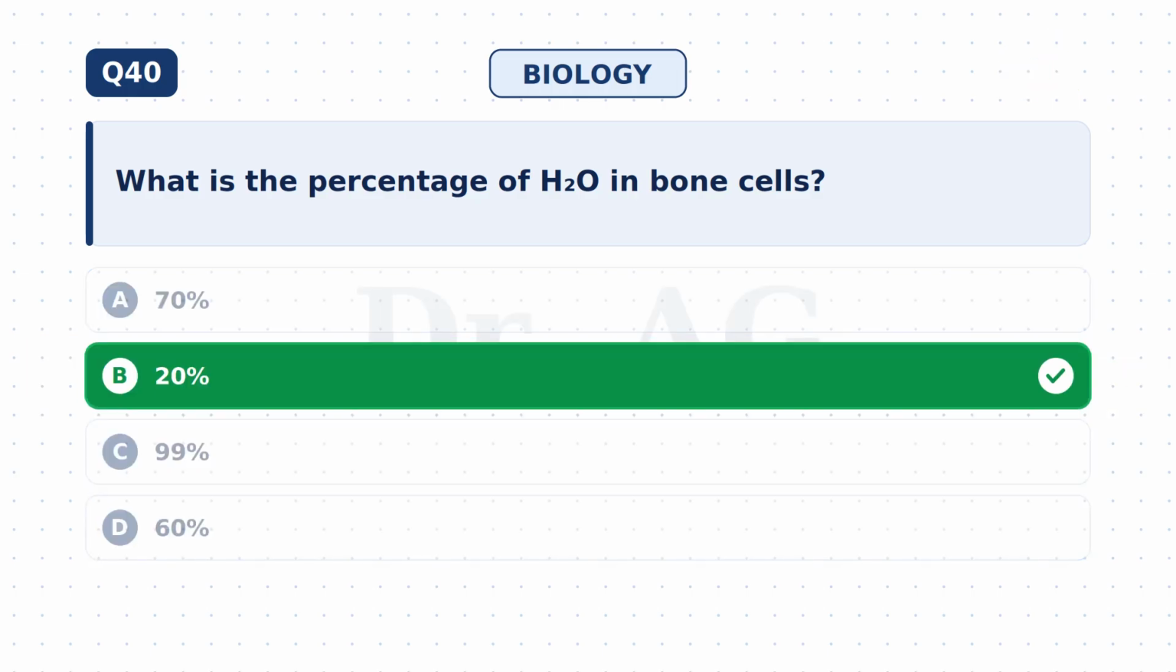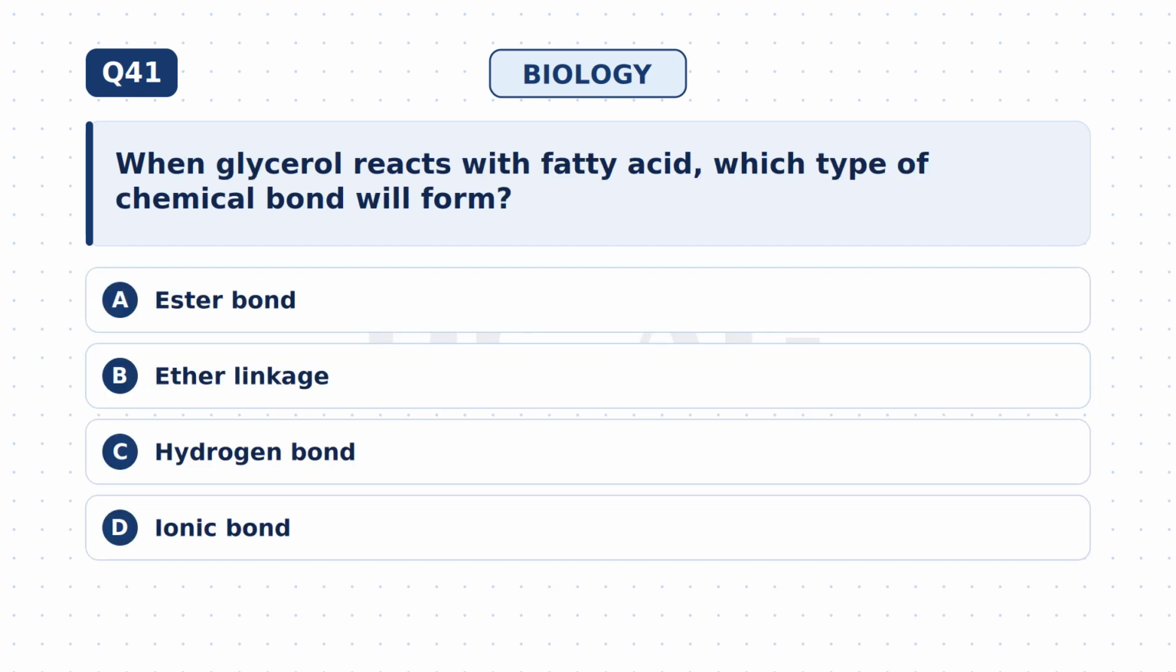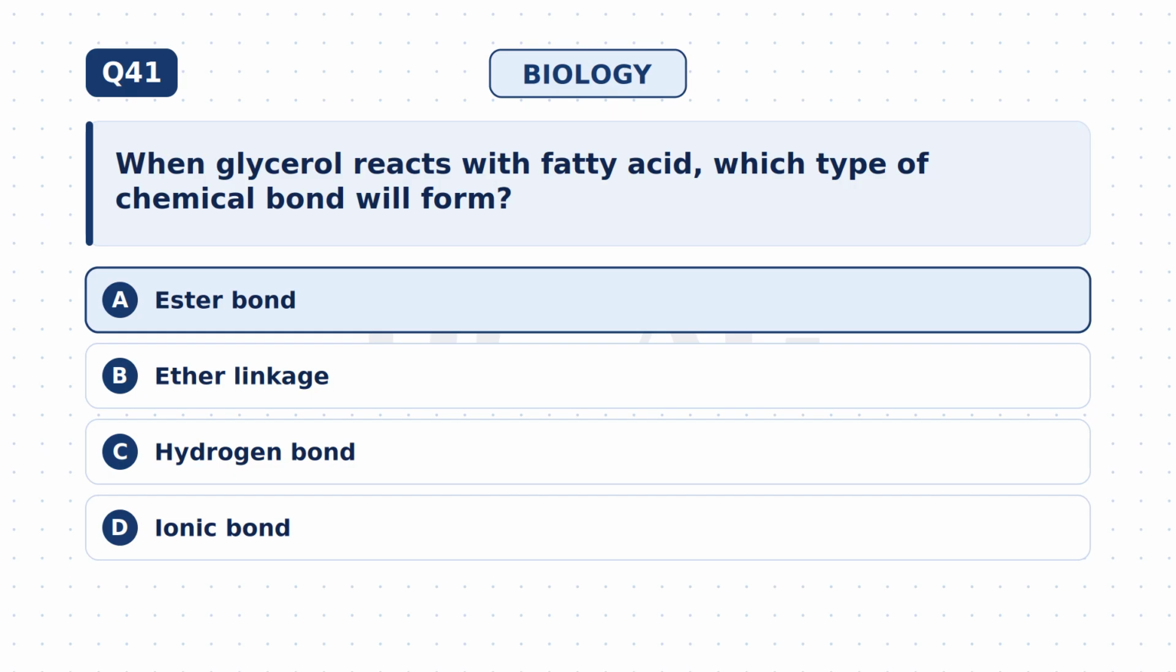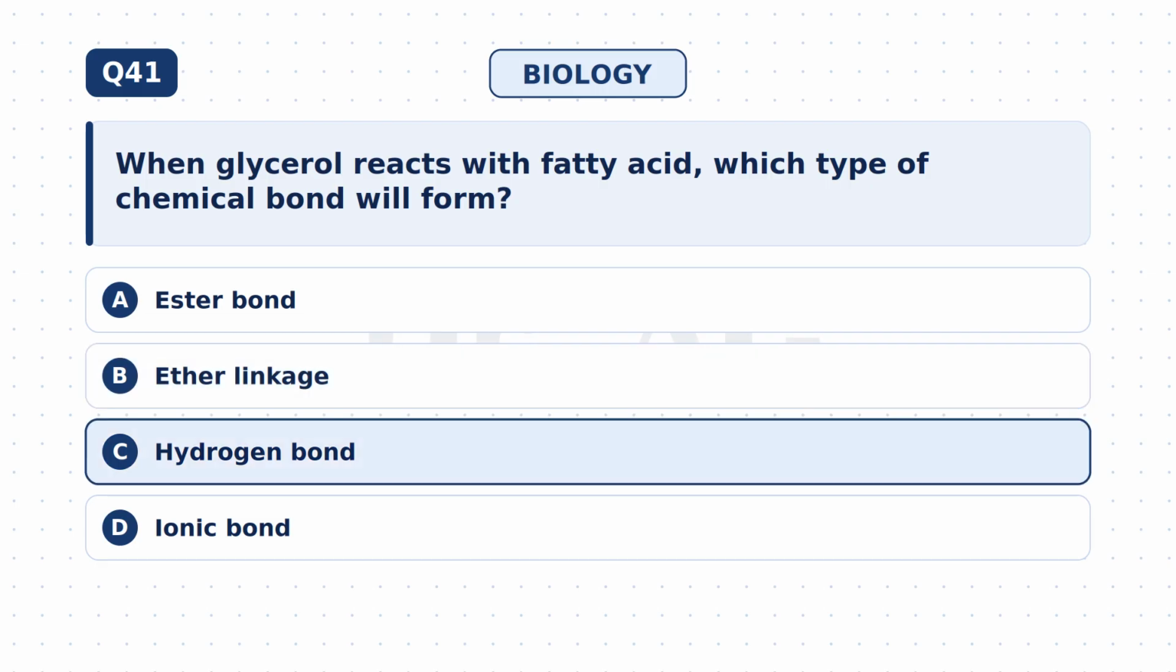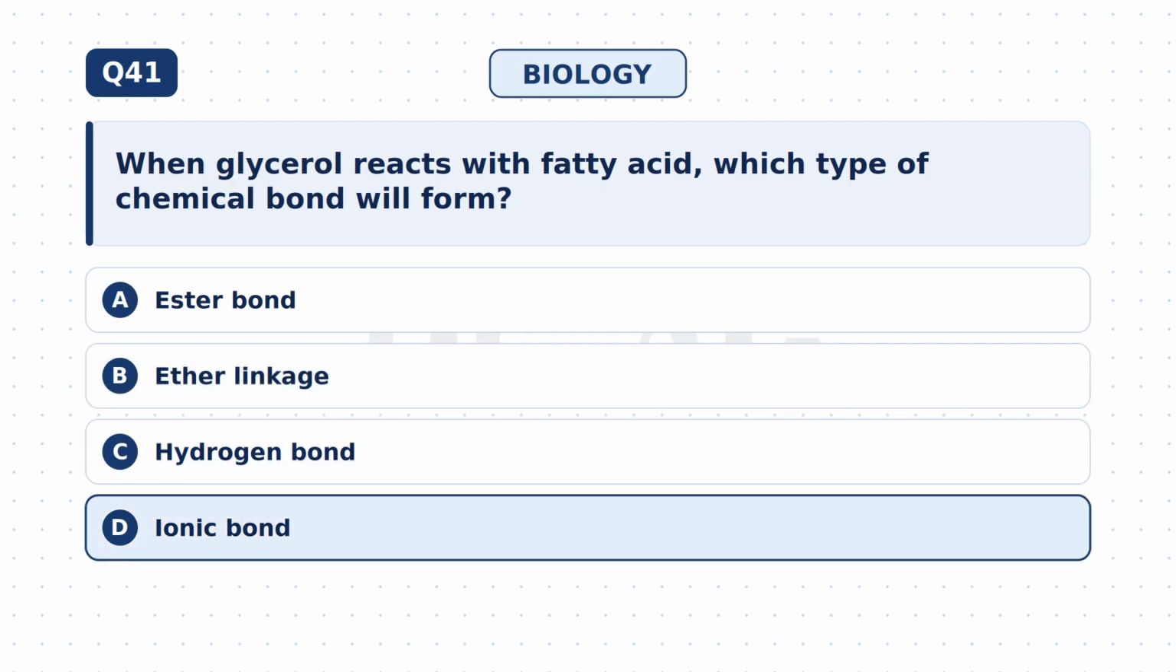The correct answer is B, 20%. Question 41. When glycerol reacts with fatty acid, which type of chemical bond will form? Option A, ester bond. Option B, ether linkage. Option C, hydrogen bond. Option D, ionic bond.